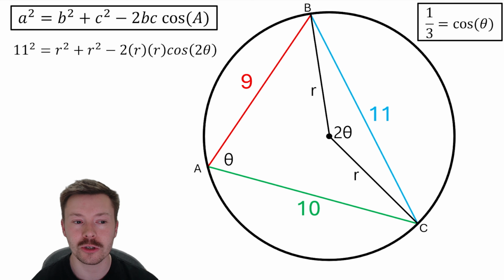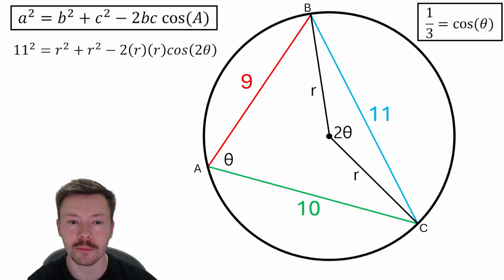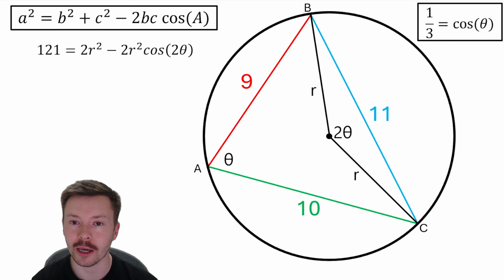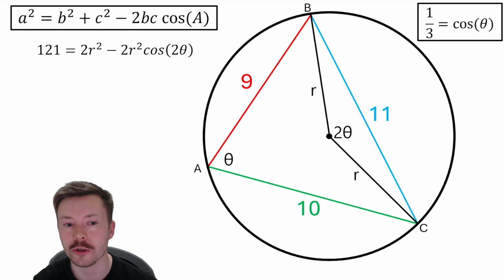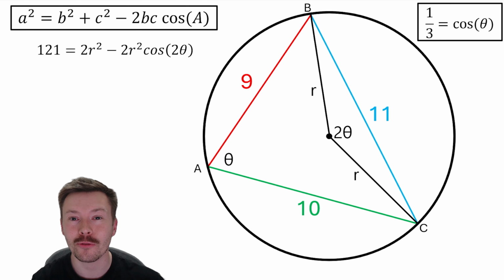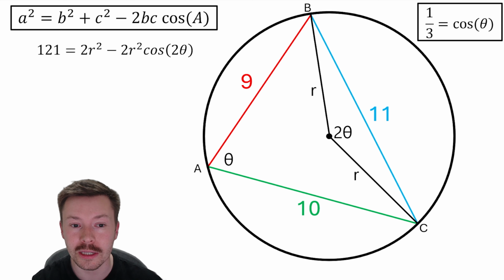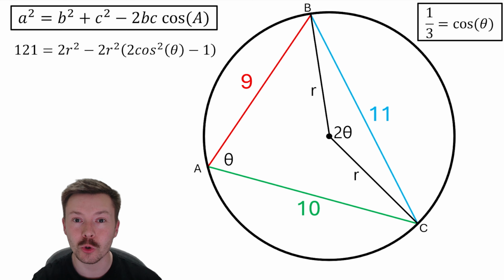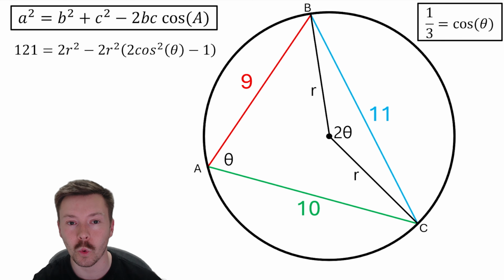So I'm going to say 11 squared is equal to r squared plus r squared minus 2 times r times r times cos 2 theta. Simplifying that, I get 121 is 2r squared minus 2r squared cos 2 theta. Now from here, I'm going to use the double angle formula for cos 2 theta and replace that with 2 cos squared theta minus 1.